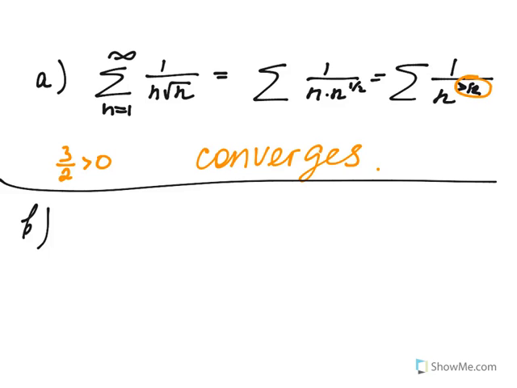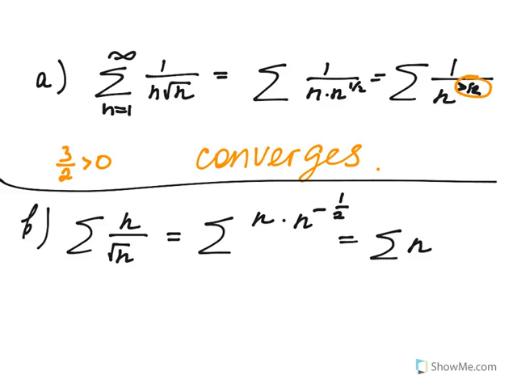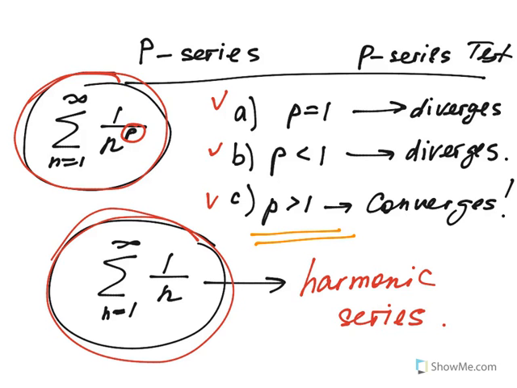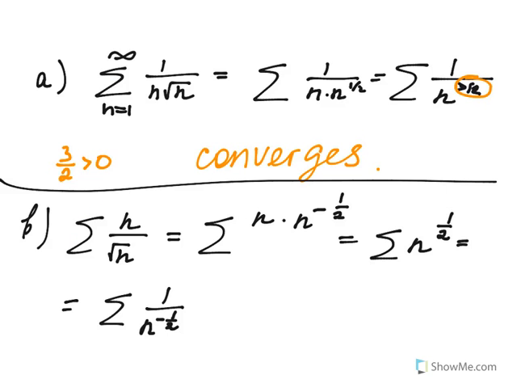Next, b: n over the square root of n. Well, let's rewrite it. It's n times n to the power of 1/2 on the bottom, but if you bring it up, it's going to be negative. So that gives you n to the power of 1/2. Is that right? I think so. I can rewrite it as 1 over n to the power of negative 1/2. So it says if your exponent is less than 1, then your series diverges.